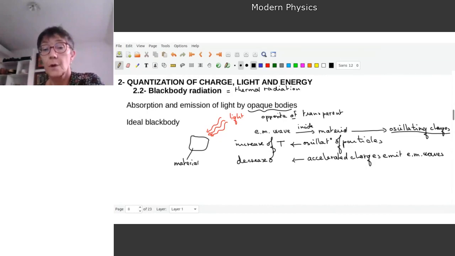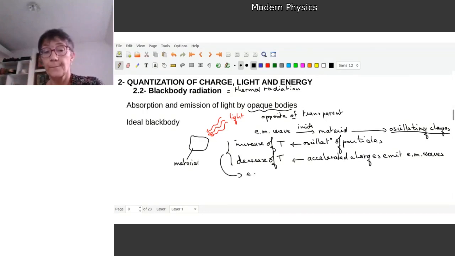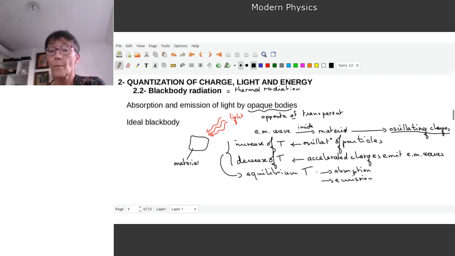When you have competition between two opposite effects, you will have some equilibrium. So you will have an equilibrium temperature, and particularly an equilibrium between the absorption of electromagnetic waves and the emission of electromagnetic waves. So a good absorber, for example, is also a good emitter, because we are studying equilibrium.